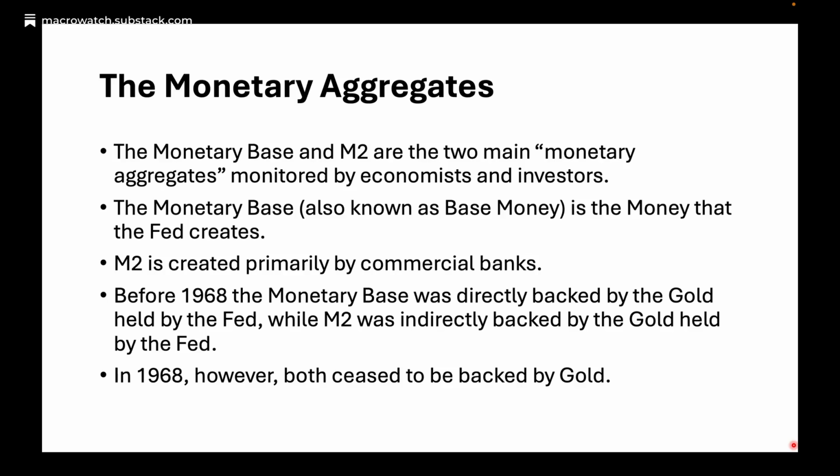The monetary base and M2 are the two main monetary aggregates monitored by economists and investors. The monetary base, also known as base money, is the money that the Fed creates. M2 is created primarily by commercial banks. Before 1968, the monetary base was directly backed by the gold held by the Fed, while M2 was indirectly backed by the gold held by the Fed. In 1968, however, both ceased to be backed by gold.